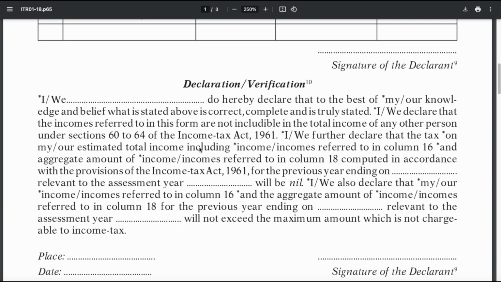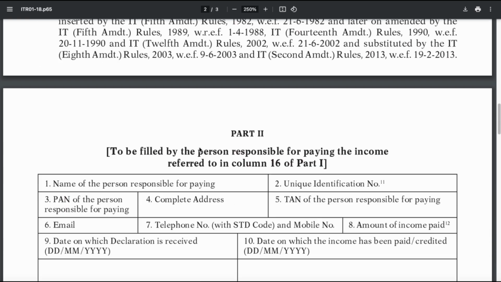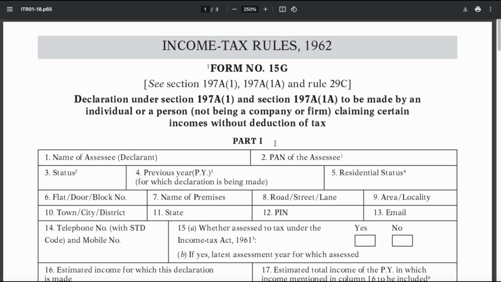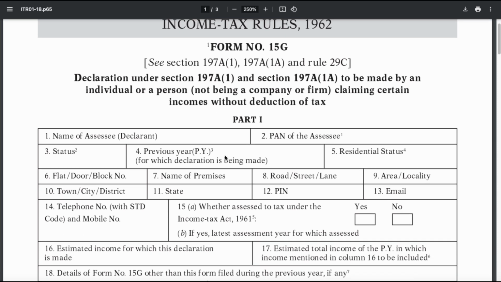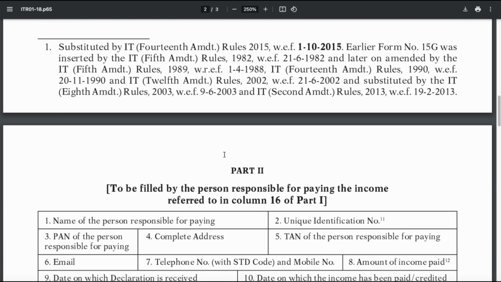What is Form 15G? Form 15G will look like this. It has two parts, part 1 and part 2. EPF member needs to fill only part 1. There is no need to fill the part 2. After filling this form, you have to upload the scanned copies.